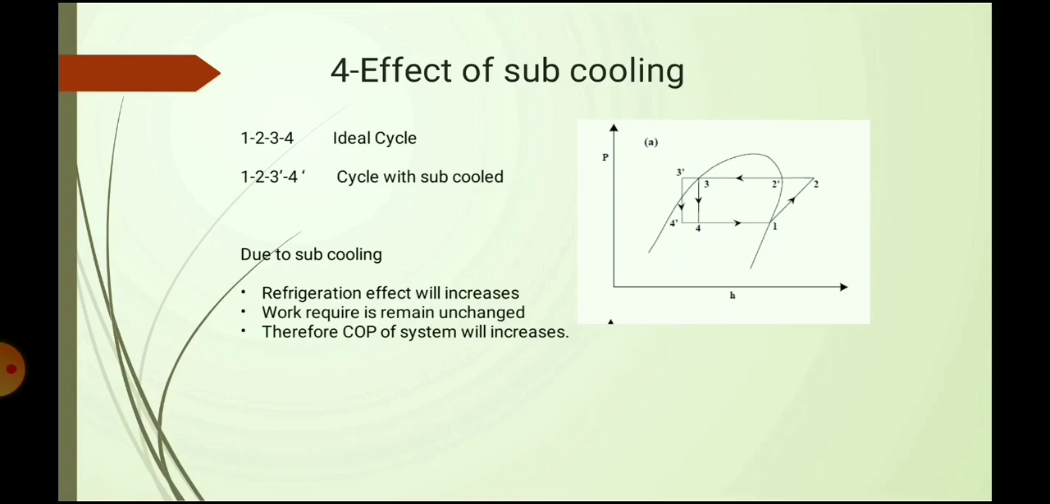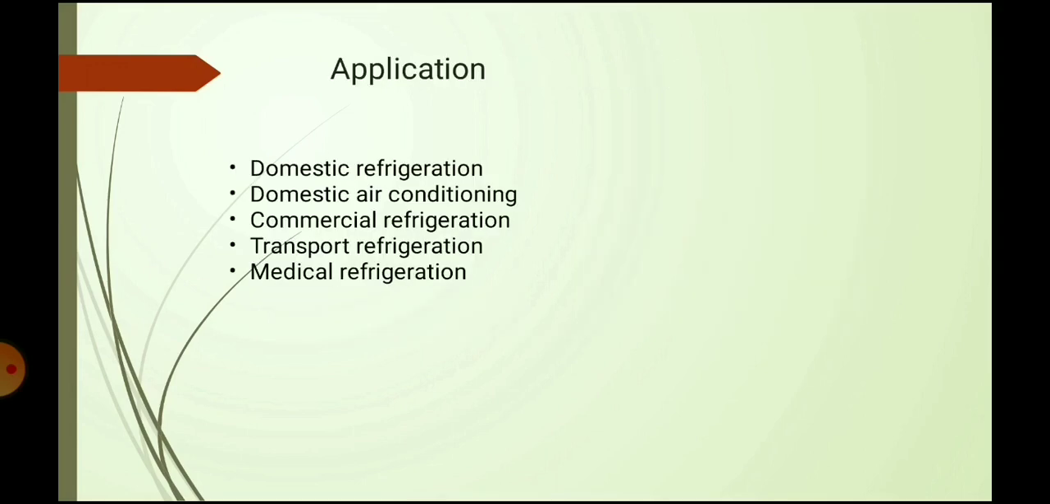That is H2 minus H1. There is no change. Therefore, we all know COP is equal to what? Refrigeration effect divided by work input. Work input remains the same. Refrigeration effect increases. Therefore, the COP of the system increases. Clear? And the last one is applications of VCRS.